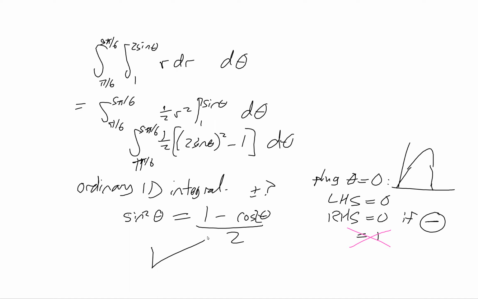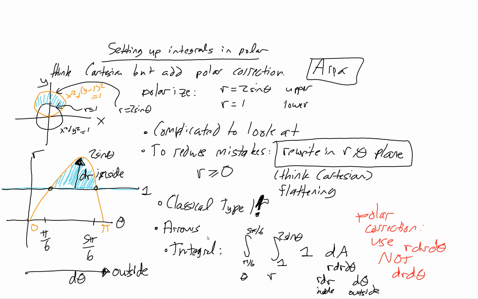Okay, so really the content of this problem was, how do you think about polar coordinates? And the key thing is just to Cartesianize it and then add in that polar correction at the end. Make sure there's that r.